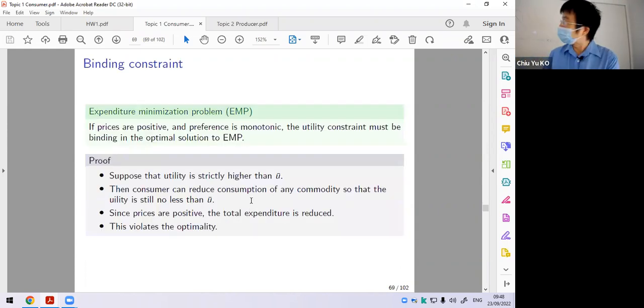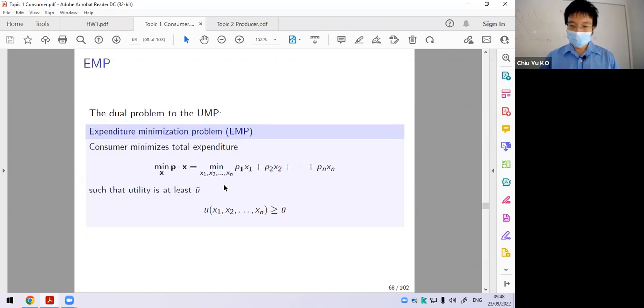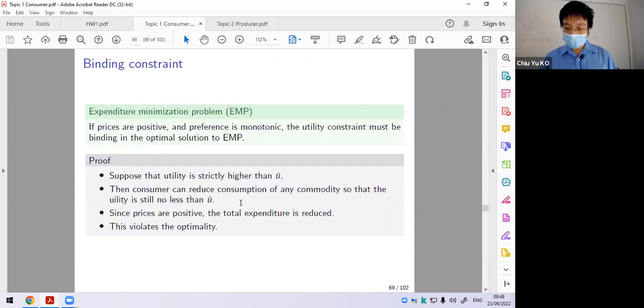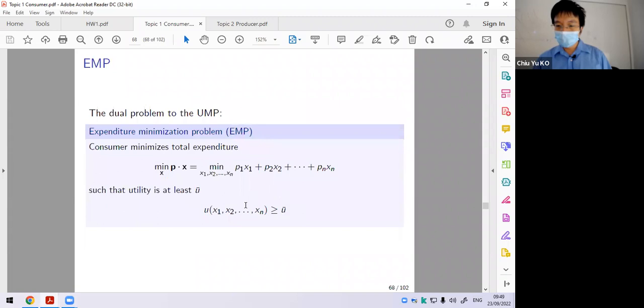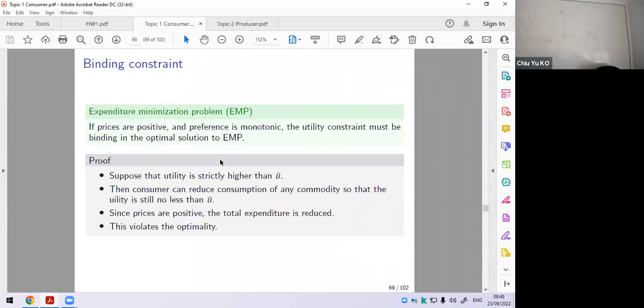The reason is that later you will see why this is better, because expenditure is something you can measure directly, so it's better than utility. Now, what we have is that the constraint must be binding when you have a monotone preference and when prices are positive. That is a very minimal requirement.